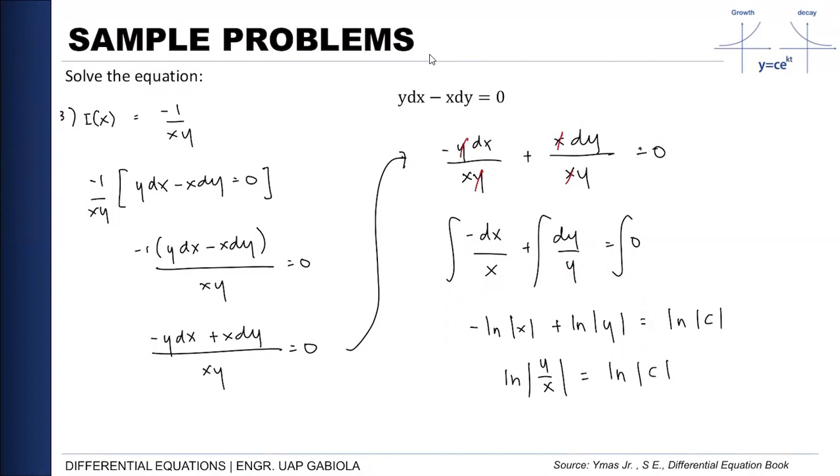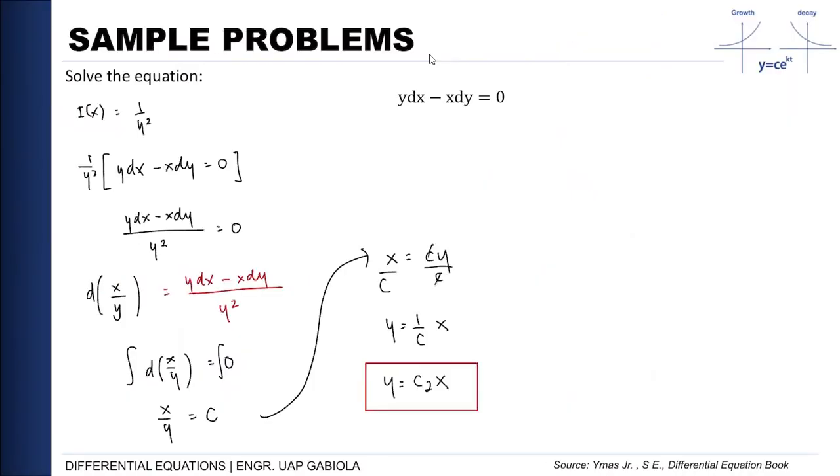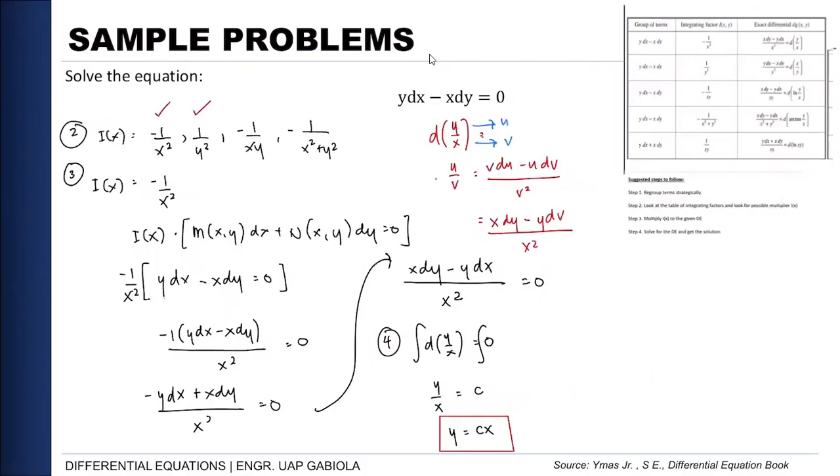Okay? Once we have natural logarithm on both sides, you can actually remove them together. It will retain equality niya. So y over x equals to c. Eventually, y is equals to c times x. Again, this is our answer before. So we have the same value as the previous two solutions. Okay? So, yeah.